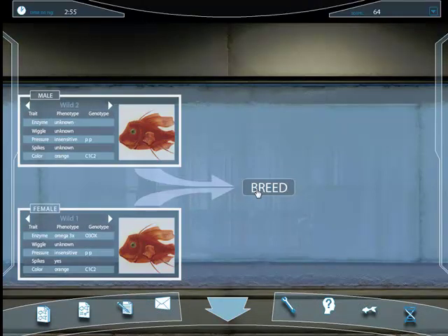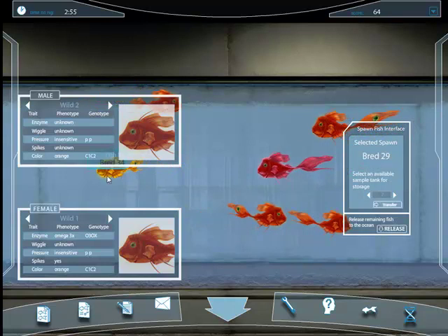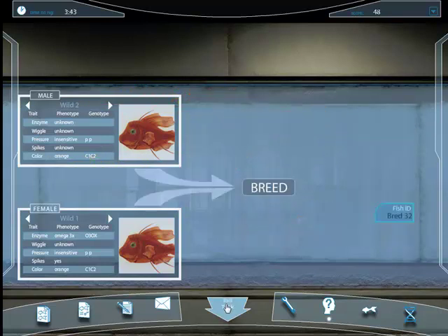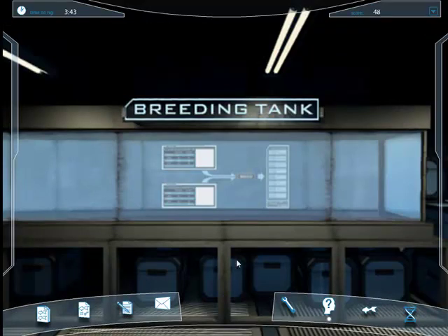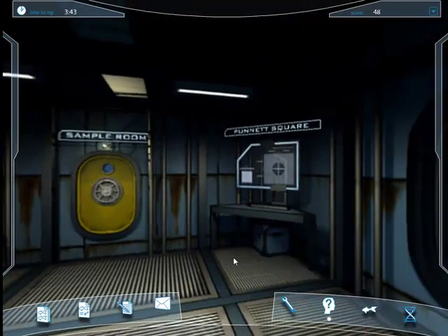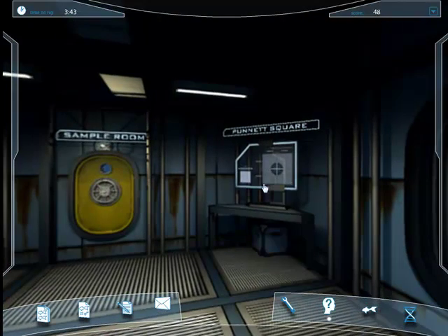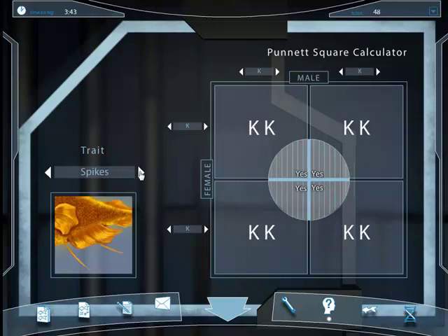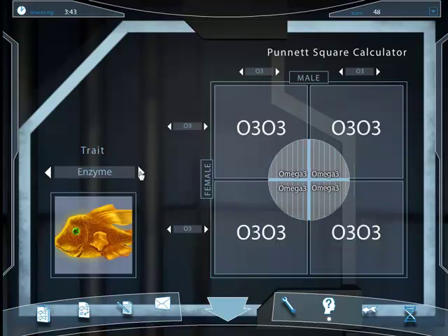The breeding tank allows players to cross a male and female fish, then select offspring to study and possibly use in further breeding. Throughout the game, players use the interactive Punnett square to determine combinations of parent fish that can lead to offspring with the targeted traits. The Punnett square is designed to help players build a connection between genotypes and phenotypes, as well as understand the role that probability plays in the field of genetics.